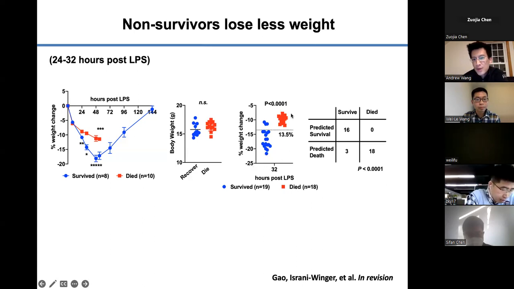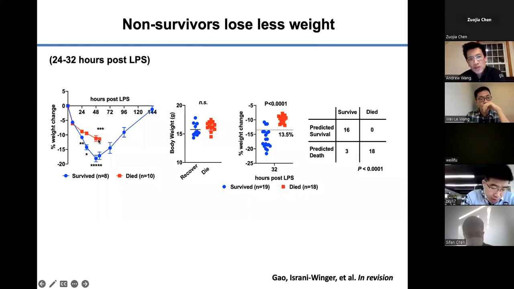What we did was, at 32 hours, separate mice simply by the amount of weight they lost, and ask could we then prospectively predict who would die? And basically what we found was that if we drew a cutoff of about 13.5% and then sealed the envelope on our predictions, we could very, very accurately predict who would end up living or dying. So this is between 24 and 32 hours after LPS that we were able to make these predictions.